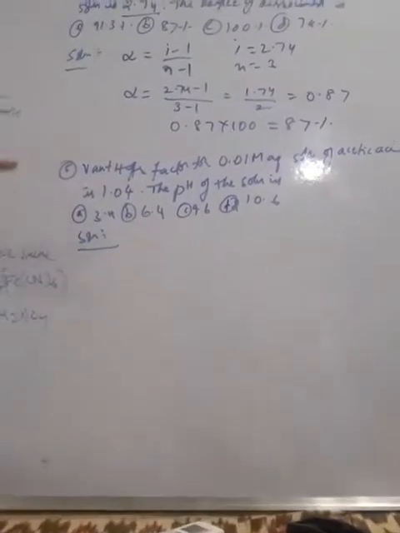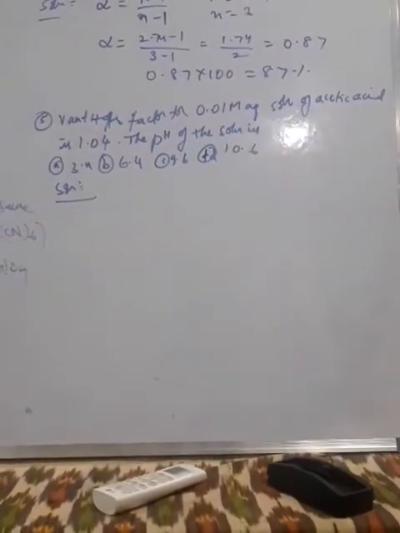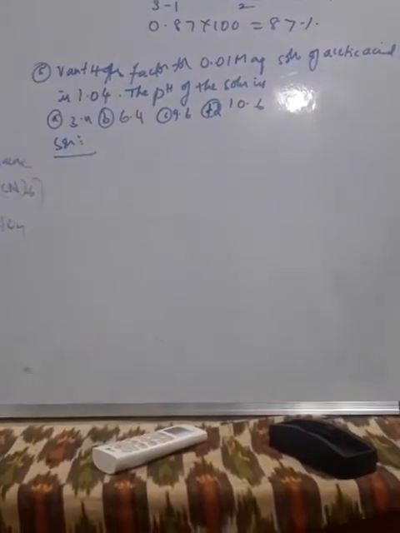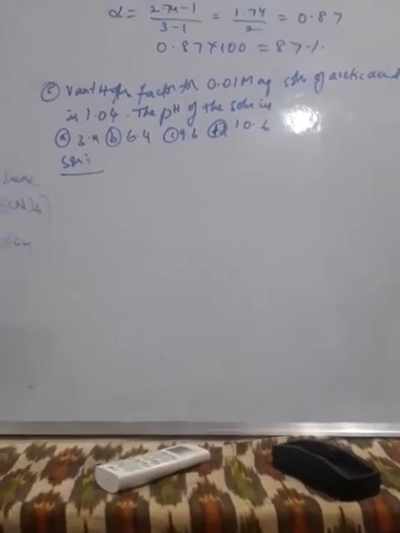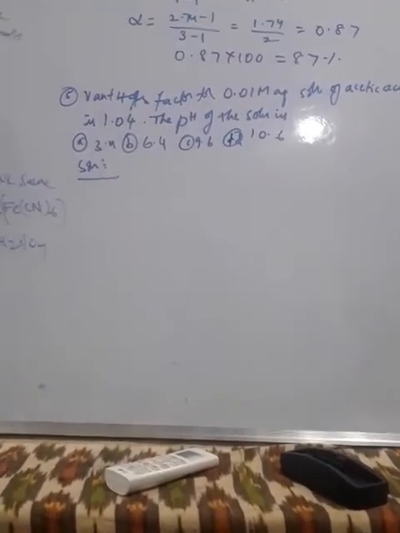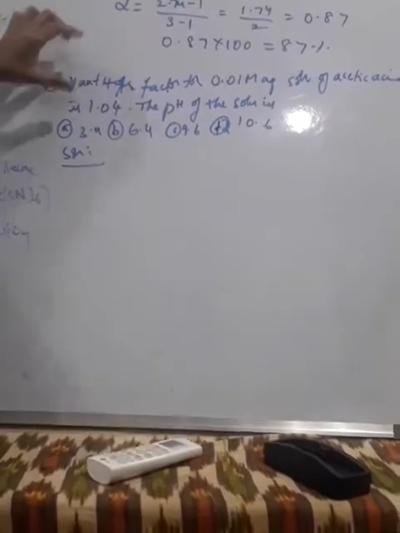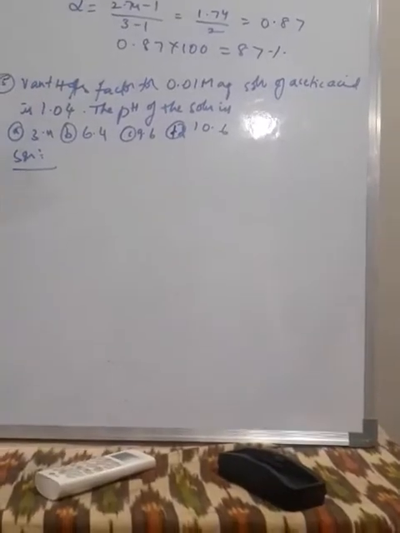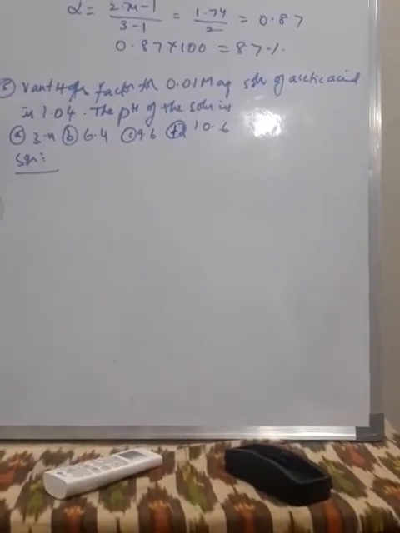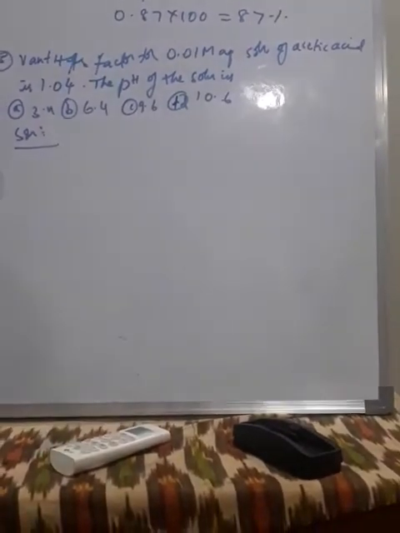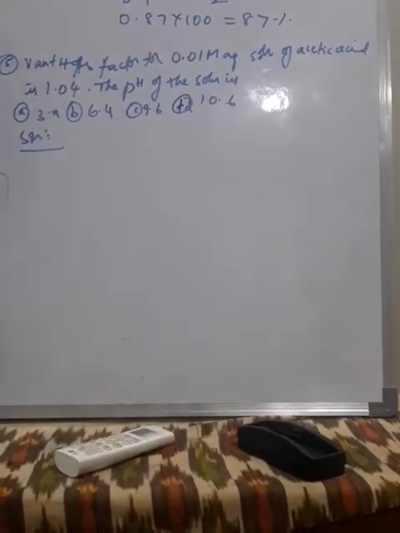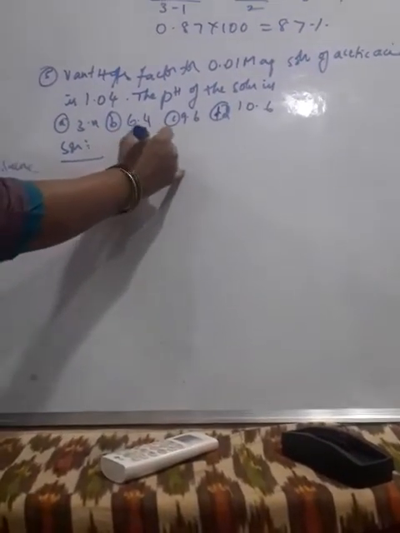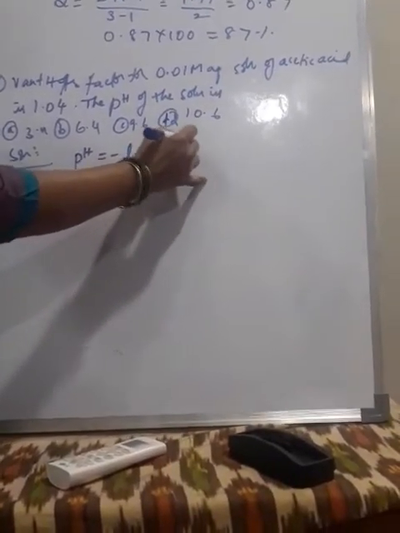Next, Van't Hoff factor for 0.01 m aqueous solution of acetic acid is 1.04 and the pH of the solution is. So this is a somewhat different question. Here you have to calculate pH value and Van't Hoff factor is given in the data. pH formula is minus log H+. So pH is equal to minus log H+.